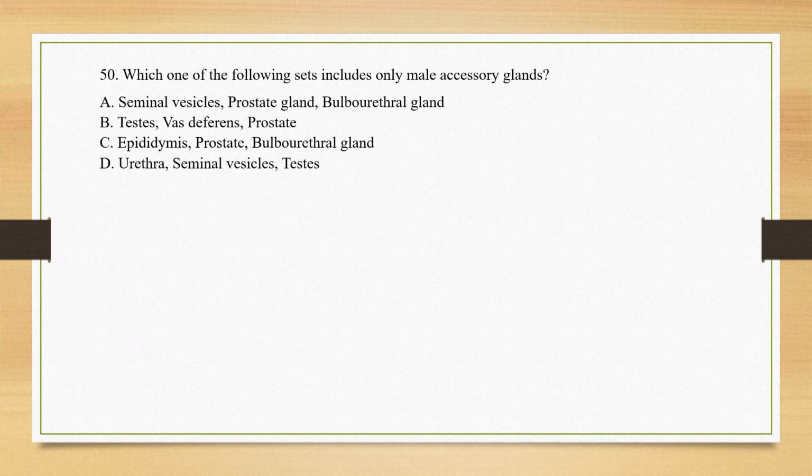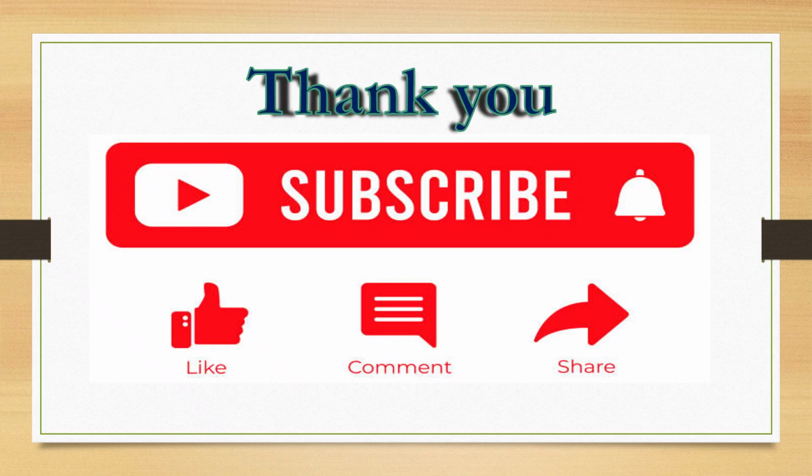Last question of this series is, which one of the following sets includes only male accessory glands? So it is the option A, seminal vesicles, prostate gland and bulbourethral gland, also known as Cowper's gland. So now we have moved to the end of this Human Reproduction Level 2 series.